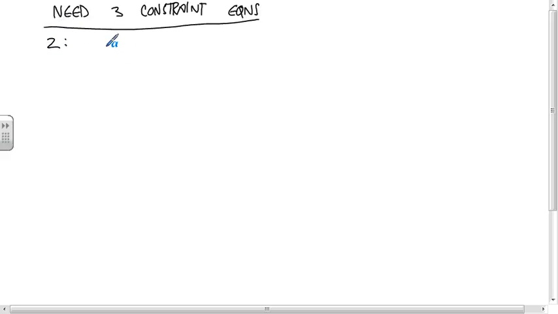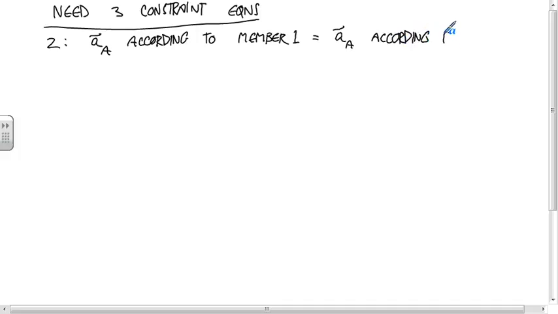Two of these are going to come from saying that the acceleration at A according to member 1 is equal to the acceleration at A according to member 2. And then we're going to get the last constraint equation by saying that the acceleration at C, not the vector, but the x component of the acceleration at C, is equal to 0. That's because that pin in the slot can't move side to side. It can only slide up and down in the slot.